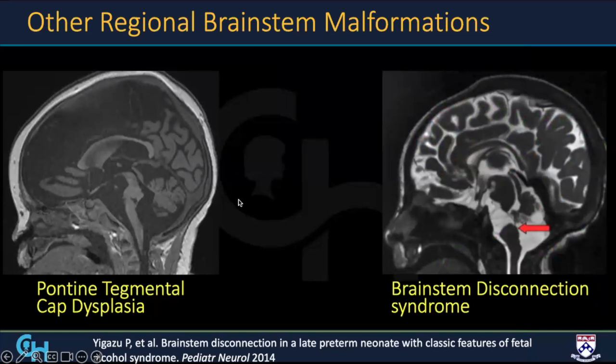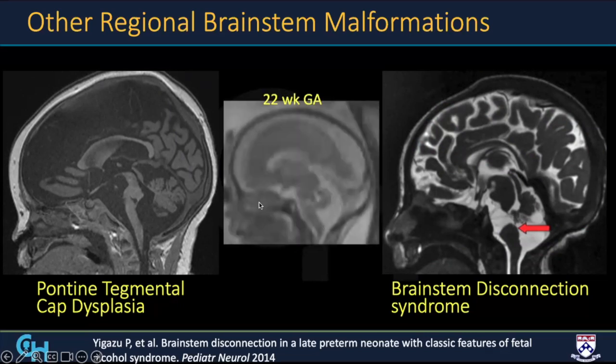Some other regional brainstem malformations. These can have a very similar look on fetal MRI and can be difficult to distinguish. This is a case of a pontine tegmental cap dysplasia where you can see this bump coming off the back of the pons here. Here's a frank brainstem disconnection syndrome where there is complete or near complete loss of tissue between the brainstem components here, and also, cerebellar hypoplasia is a component of both disorders. So here's a case from fetal MRI, and you can see how it resembles both the pontine tegmental cap dysplasia on some images and brainstem disconnection. Can be difficult to make the distinction.